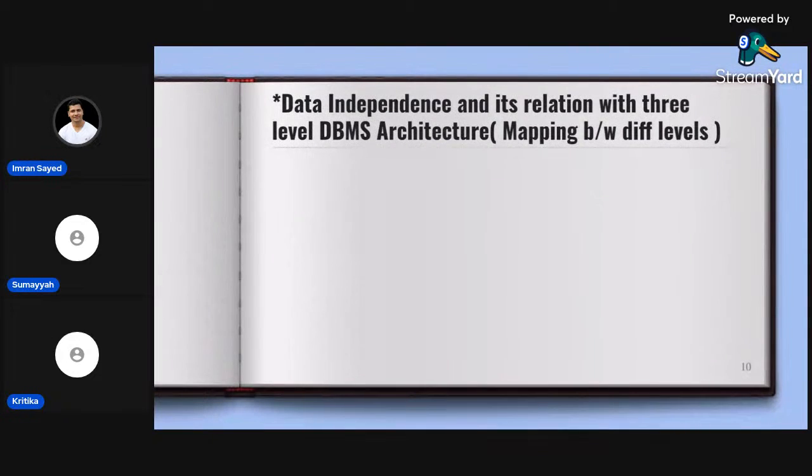Okay, independence. I think you can explain this, Kritika, without even going through this, right? What is data independence? Data independence has two levels.